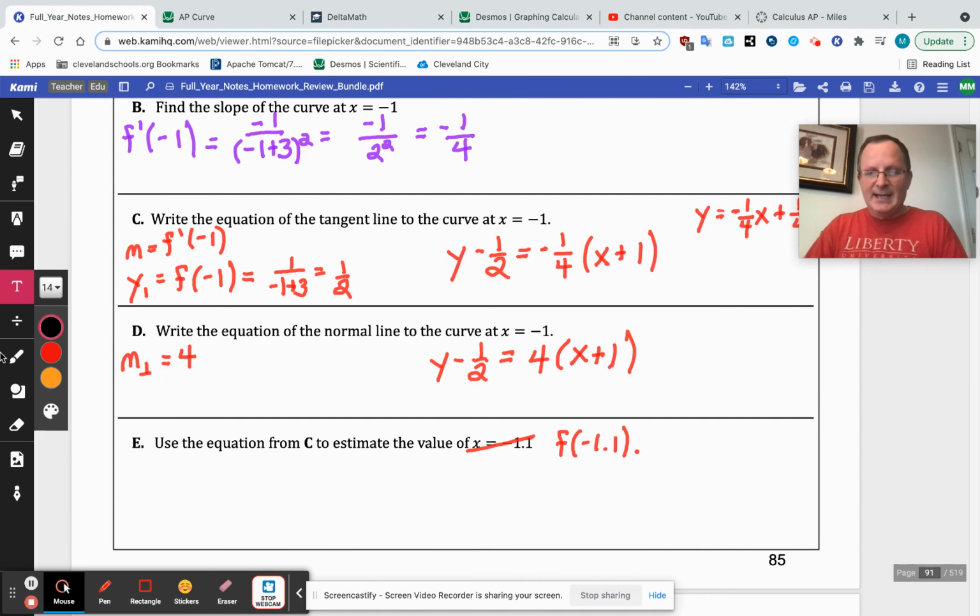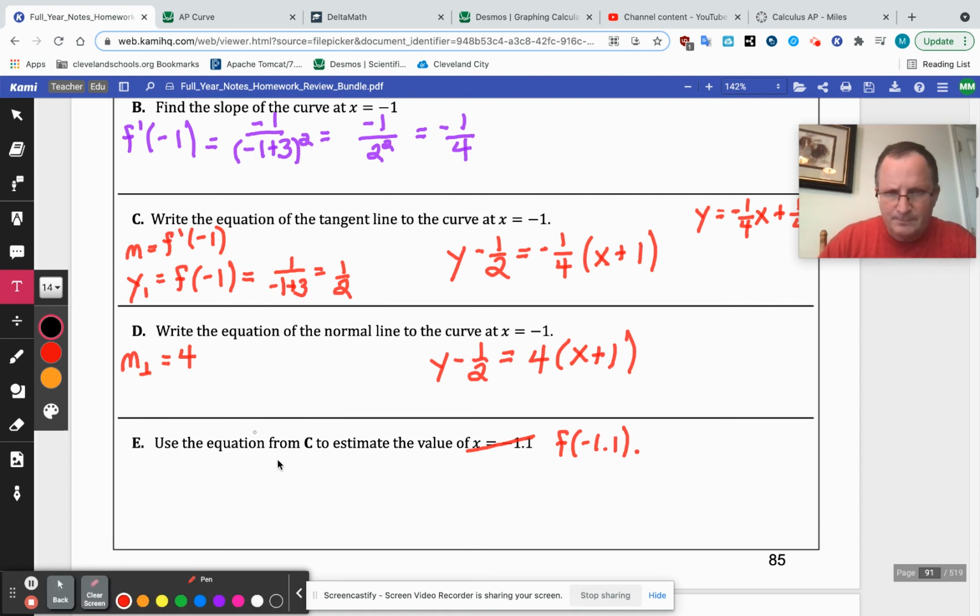So what it's saying is take the equation of the tangent line, substitute a negative 1.1 in, and use that as an approximation for the function itself. And you're like, well, couldn't I just substitute into the equation they gave? Yeah, but this is what you're going to be asked a lot: find the equation of a tangent line, then use that tangent line to approximate the value of the curve. So in other words, I'm doing this.